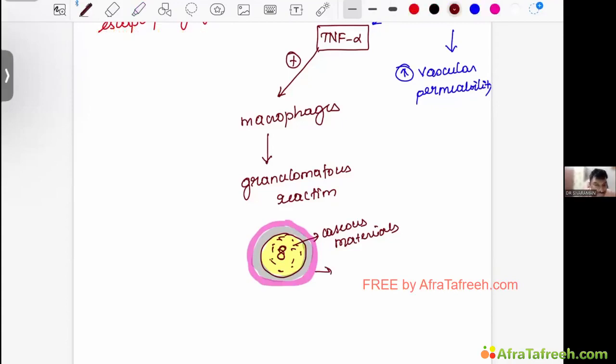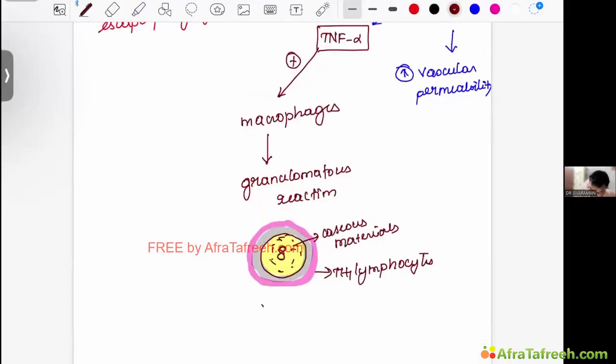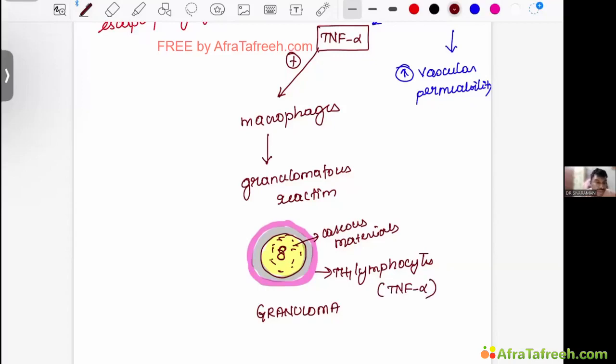Okay, and this together is called a granuloma. This is called granuloma formation. This granuloma has a layer which is going to be Th1 lymphocyte protected, and this is maintained by TNF alpha.